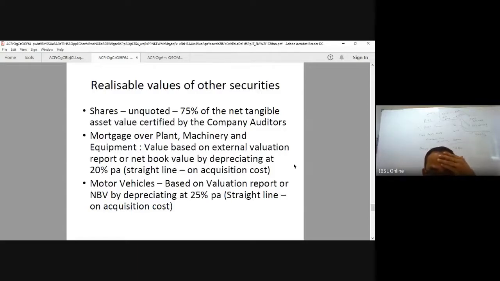Motor vehicles also straight line in 4 years to be amortized, right? So that balance valuation can be taken. Say at the end of the second year, 50% can be there. So that is the value we will take as the net realizable value. Not like in the Sri Lankan market where we have 10-year-old, 12-year-old vehicles still having some value. That will not be taken into account in your realizable value calculation.